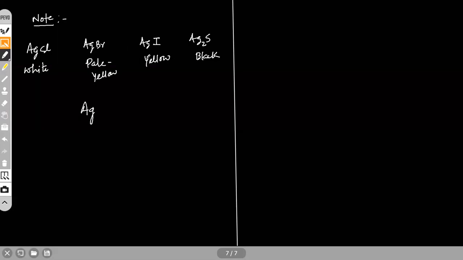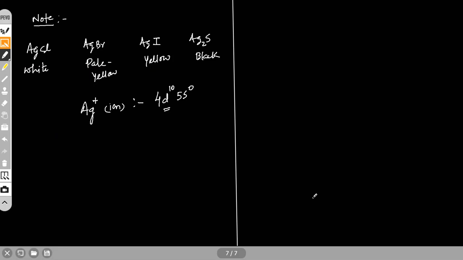Now, in all these compounds we have Ag plus ion, right? And for Ag plus ion, what is the outermost configuration? It is d10, so it is 4d10, 5s0, correct? It has completely filled orbitals, so d-d transition is not possible in this.